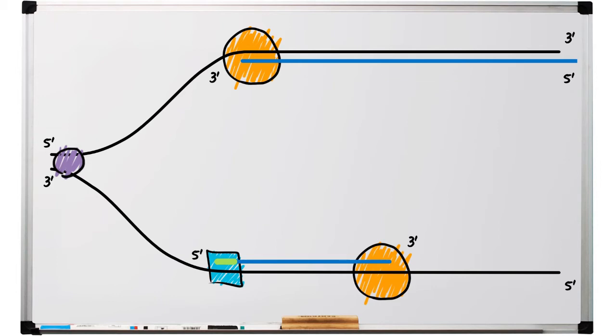One of the new strands of DNA, the leading strand, is made continuously. The DNA polymerase adds bases one by one in the 5' to the 3' direction.